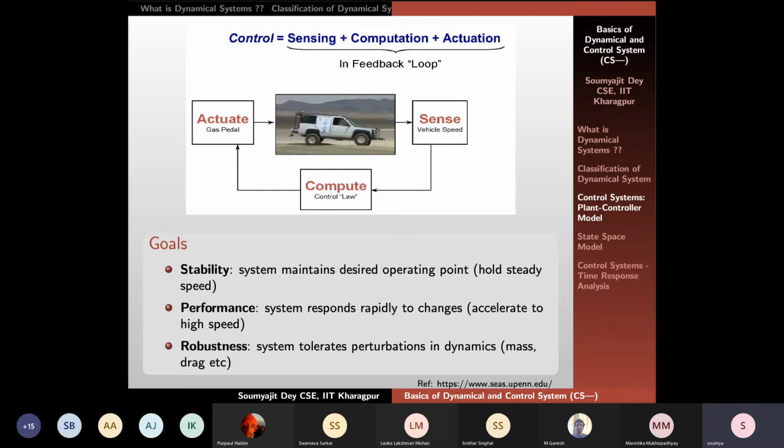But performance means something different. You have to understand the difference between stability and performance. Performance means how quickly the system responds to a rapid change. So suppose the control input, which is the accelerator, changes to a high value. How quickly will the car build up its speed, right? That's practically the performance of a car, right?